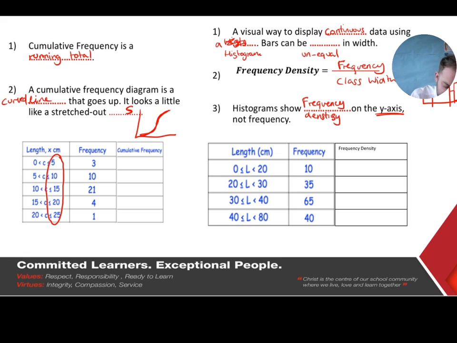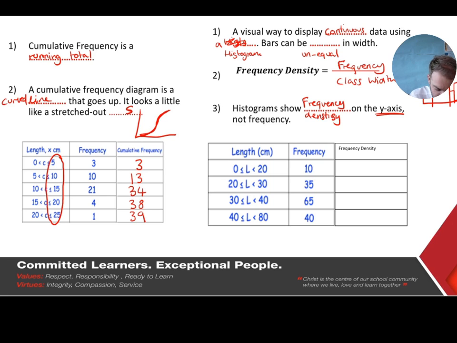But the first thing I need to do is to work out what my running total is. So I'm going to do this one as an example. I am going to give you a chance to have a go at some of these yourself. So the cumulative frequency, the first one is 3. Then it's going to be 3 plus 10, which is 13. Then it's going to be 13 plus 21, which is equal to 34. Then it's going to be 34 plus 4, which is equal to 38. And then it's going to be 38 plus 1, which is equal to 39.